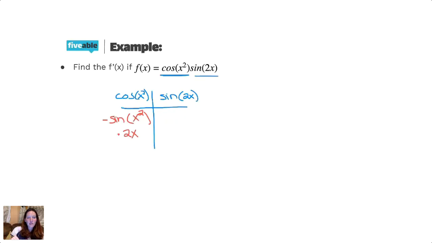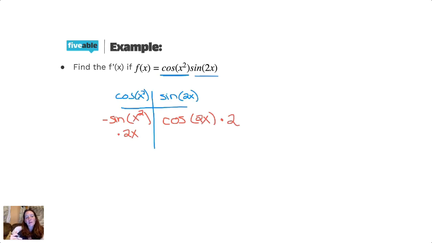I also need to take the derivative of sine 2x. So I'm going to do derivative of the outside. So the outside function is sine of something. The derivative would then be cosine of something. Copy the inside. And then times the derivative of the inside. Just giving you a second to make sure everybody's with me.